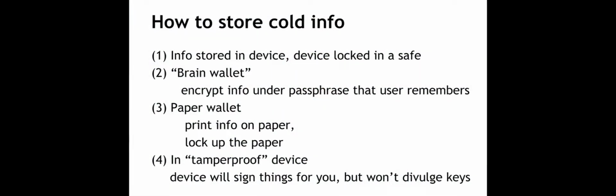The third thing we can do to protect information offline is what's called a paper wallet. We can take the information and we can print it out onto paper, and then we can put that paper in some safe or secure place.